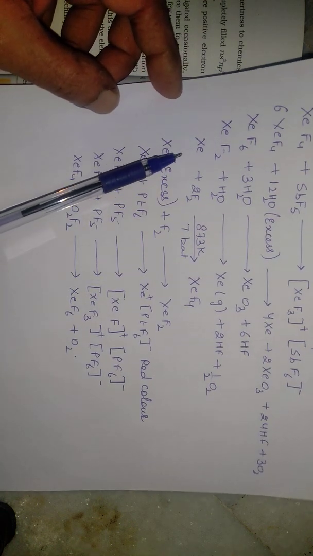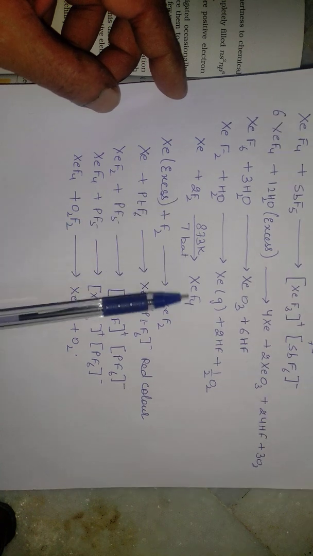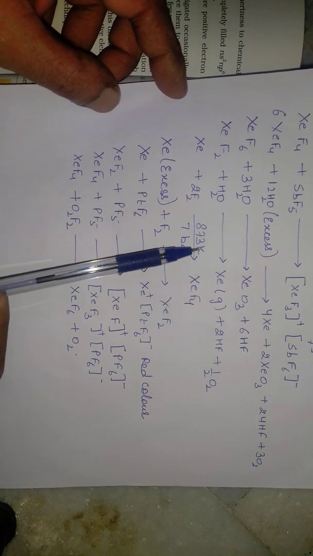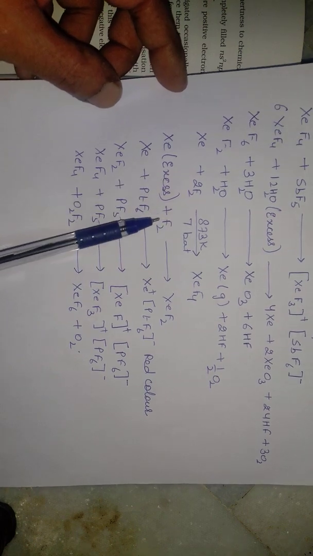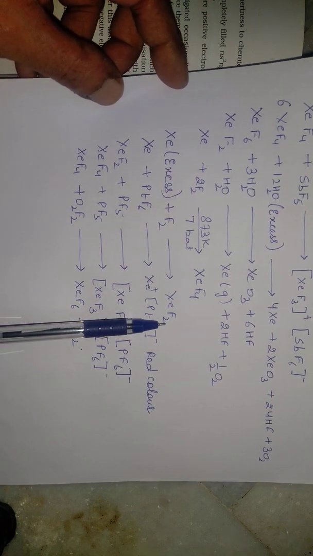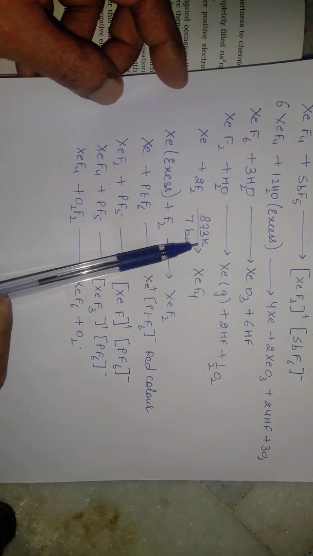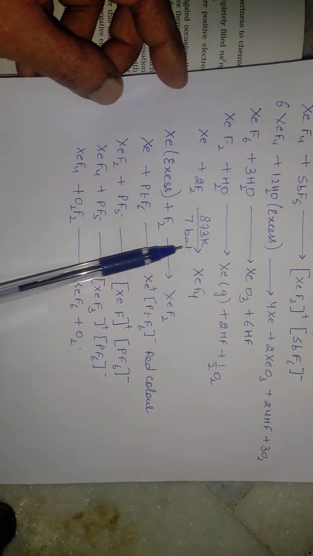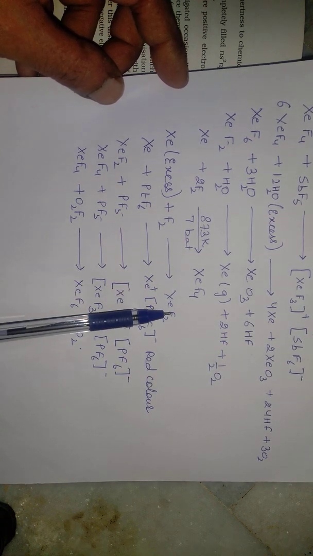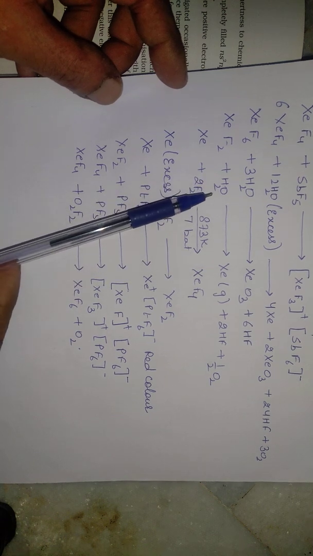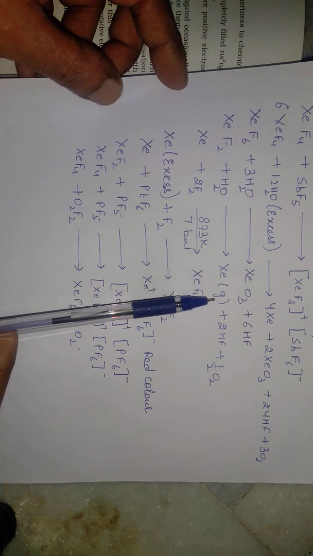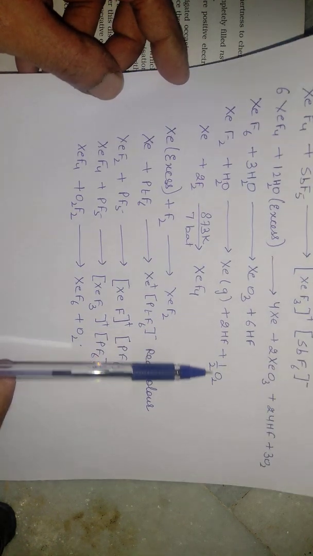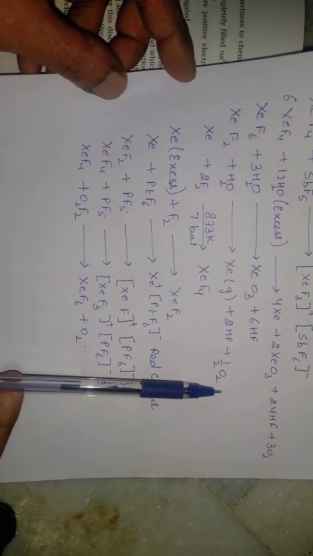Here you can see when xenon reacts with halogen, that is fluorine, it results in the formation of XeF4 at 873 Kelvin. When xenon gas is in excess, it reacts with fluorine, resulting in the formation of XeF2. So these are the conditions which are very important. At different conditions, different compounds are formed. When XeF2, xenon difluoride, reacts with water, it results in the formation of xenon gas plus hydrofluoric acid, and oxygen molecule gets liberated out.